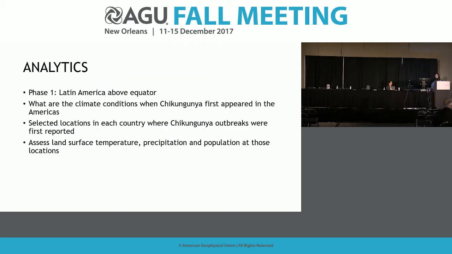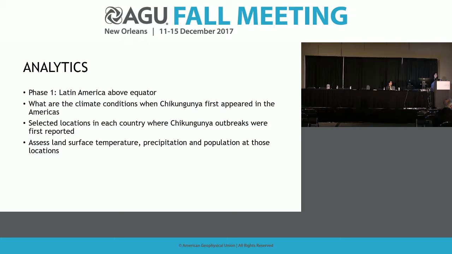So how do we produce the risk map? In the first phase of our project, which we just closed in our year 1 stage, our goal is to produce a risk map for Latin America above the equator. We chose this because this is where the chikungunya outbreak first emerged. So we asked ourselves, what are the climate conditions when chikungunya first appeared in the Americas?